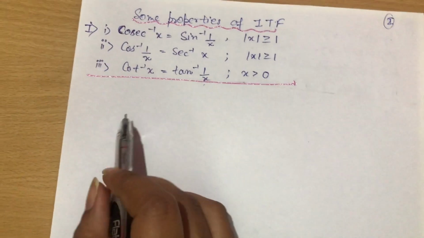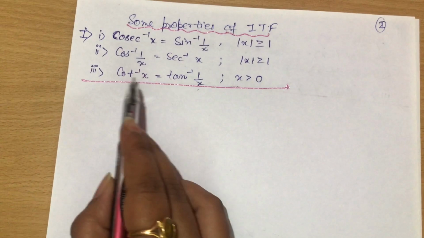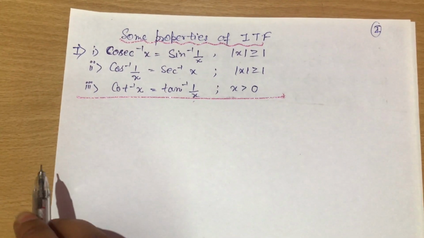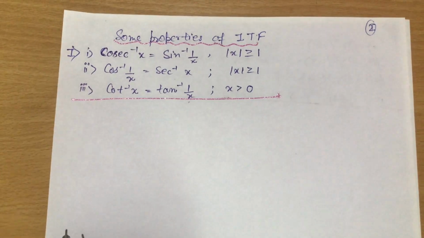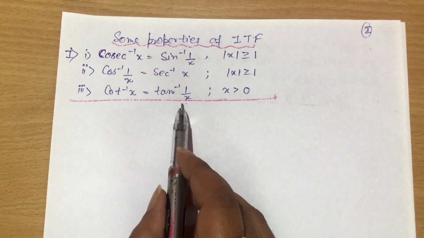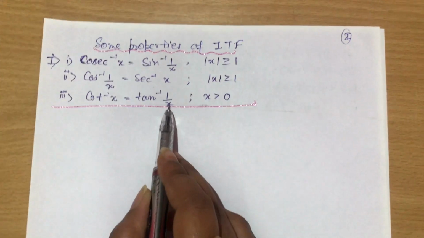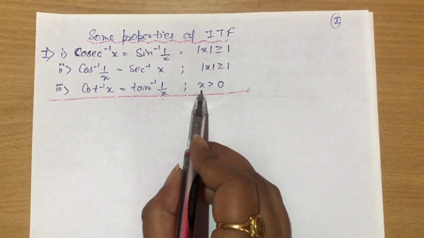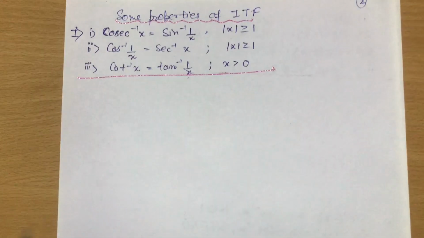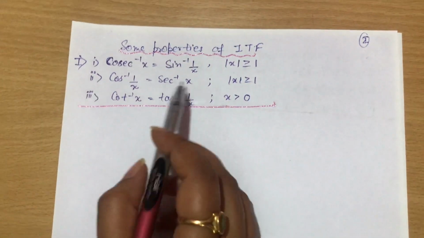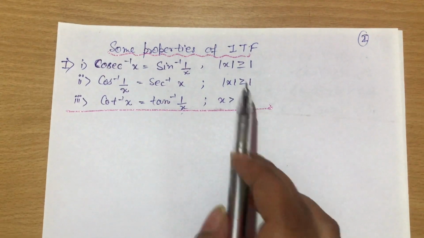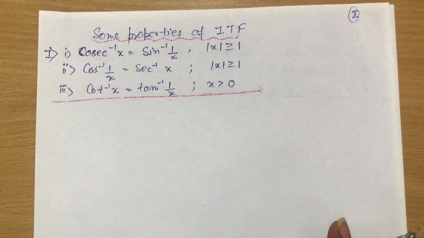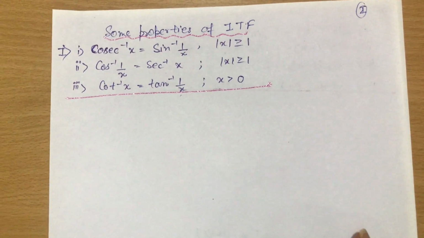For example, the domain of cot inverse and the domain of tan inverse is all real numbers, including 0 also. So if we take x equals 0, your equation becomes 1 upon 0, which is not defined. That's why the value of x is greater than 0. So you just have to learn these properties, you don't even have to learn these values of x, right? So let's prove these properties one by one.